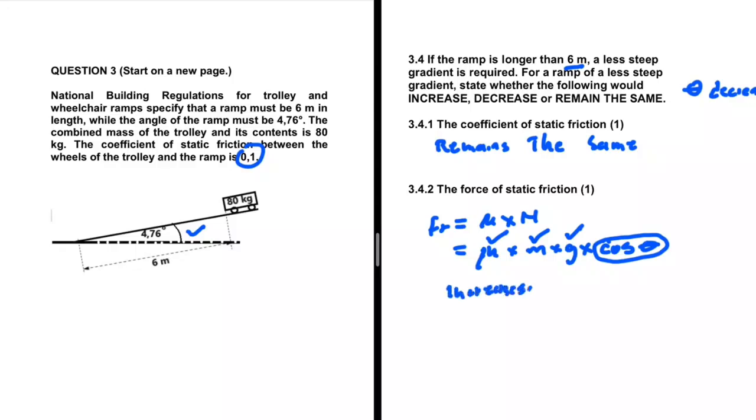And why do we say that it will increase? Because the normal force increases. Normal force increases, right? Because this is the normal force, and as the angle decreases, the normal force will increase as cos of theta increases with a decrease in theta. So there we go. We have answered the question.